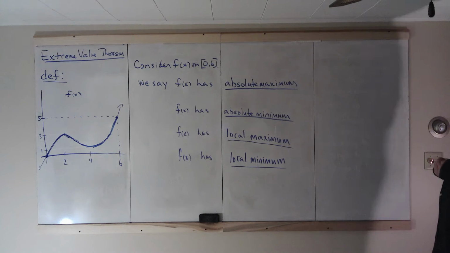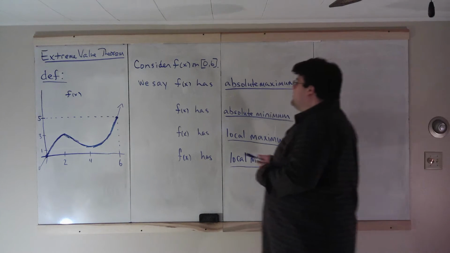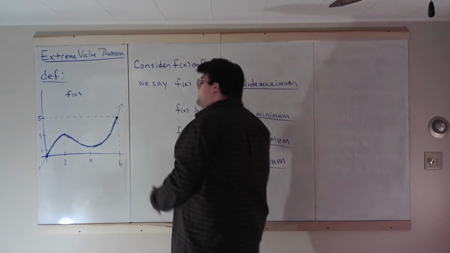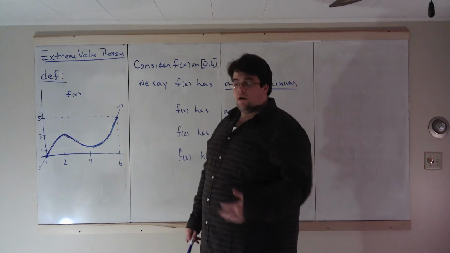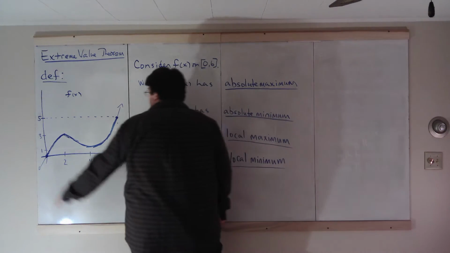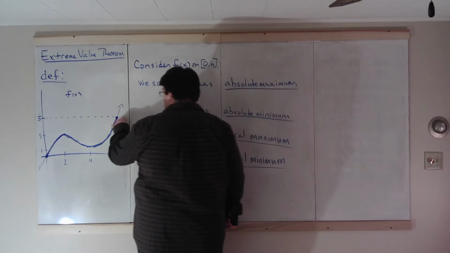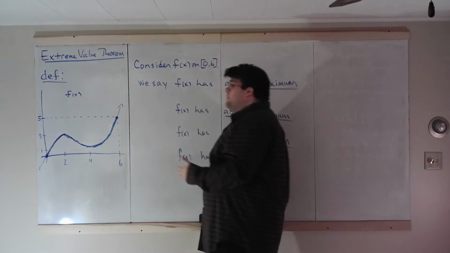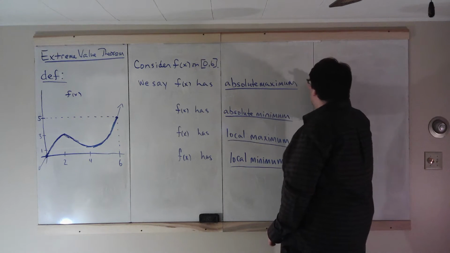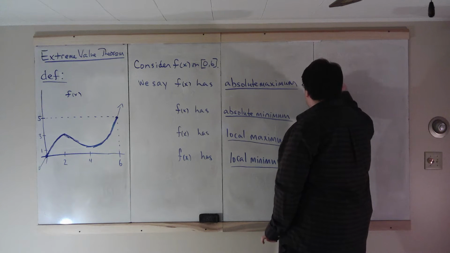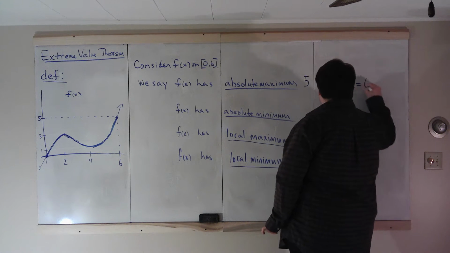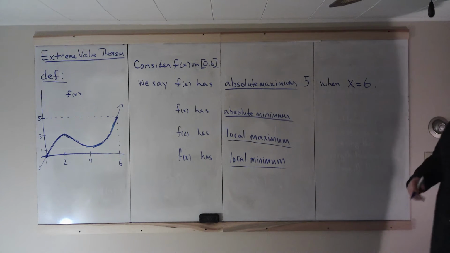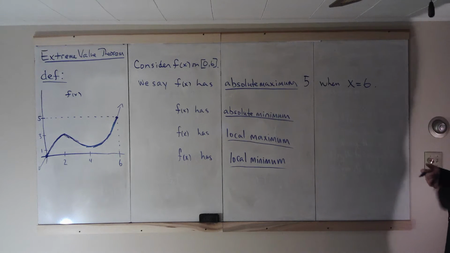We say f of x has an absolute maximum. Given this interval, the absolute maximum is going to be the largest y value it hits, and it's going to occur at a certain x value. In this case, the largest y value just on the interval 0 to 6 is 5. So we call that the absolute maximum, 5, and we'll also say when it occurs, at x equals 6. An absolute maximum and these other 3 words are going to be y values which occur at x values.